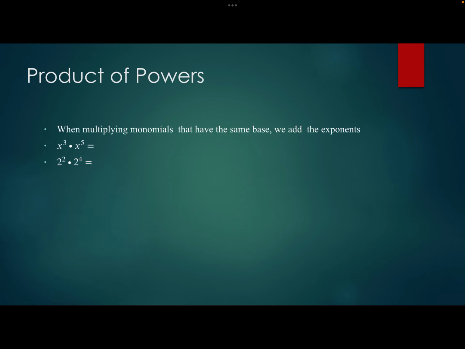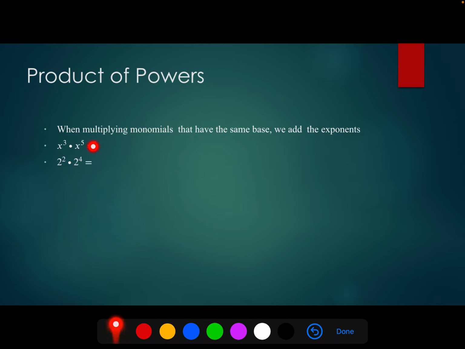So first, let's talk about product of powers. This is one of our laws of exponents, and this just says that when we multiply monomials that have the same base, we have to add the exponents together. So let's take a look at these two examples right here.